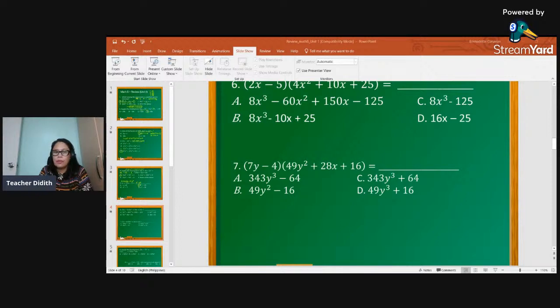Okay, good, good. For number 7, it's the same here, no? It's the special case on the product of binomial and trinomial. Again, we'll work on the cube of 7y, and that's 343y cubed, minus the cube of 4. So cube of 4 is 64. So this is 343y cubed minus 64. And the correct answer is A. Okay, very good.